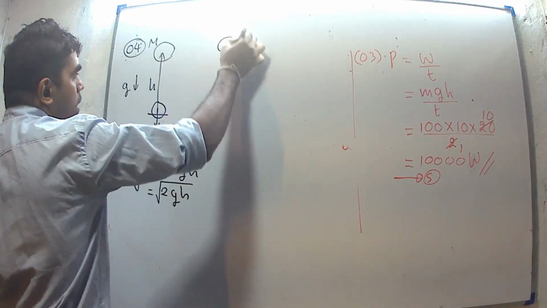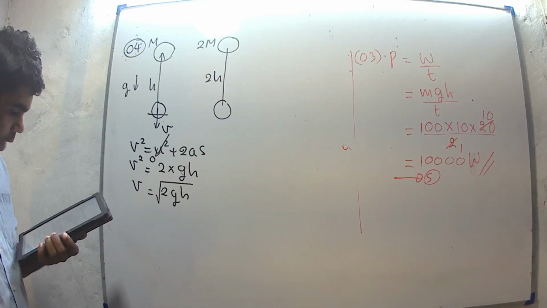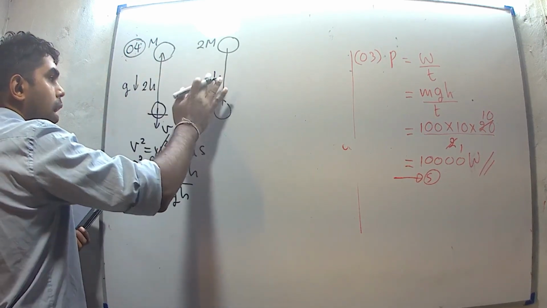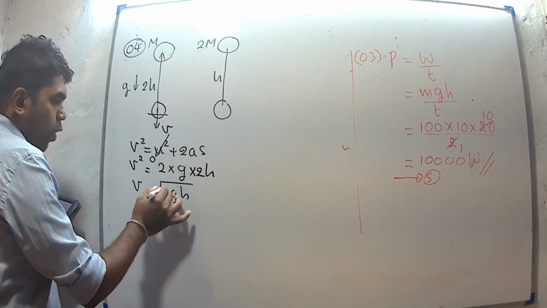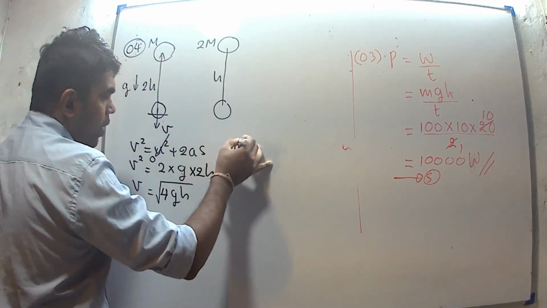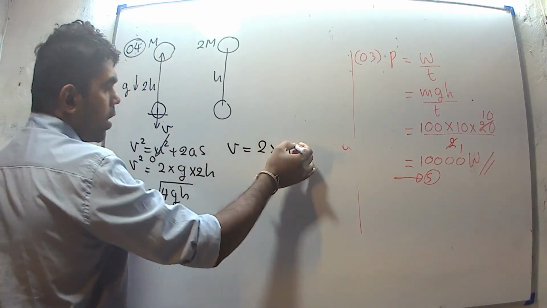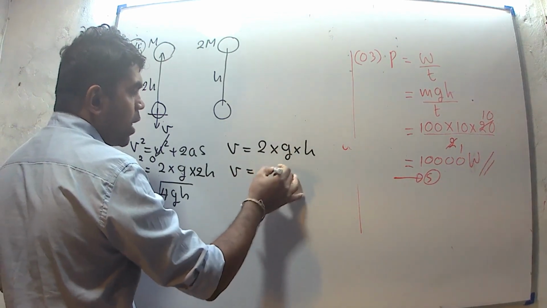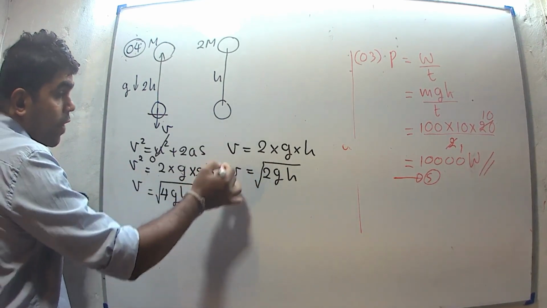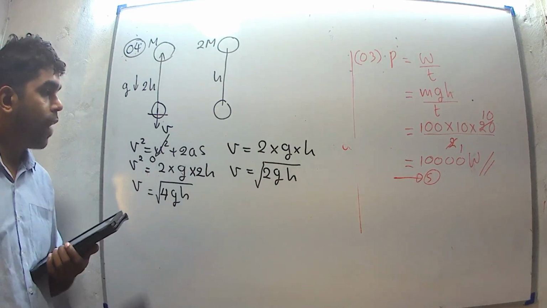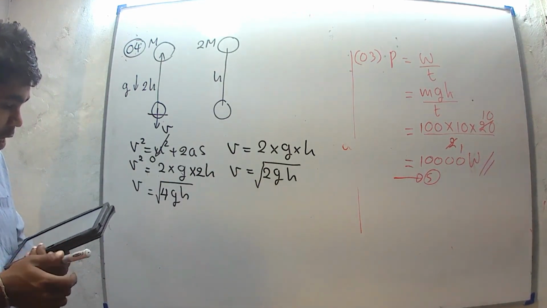When considering the second object, mass is 2m, height 2h. They have given that the height for this object is 2h, and the height for the other object is h. Then we have to substitute 2h for this object, then root 4gh. When considering the other object, we can write the final velocity, 2g times height h, then final velocity root 2gh. Therefore, the final velocity of the first object is a different value from the final velocity of the second object, root 4gh and root 2gh. Then the first statement is incorrect, the speed is not equal.